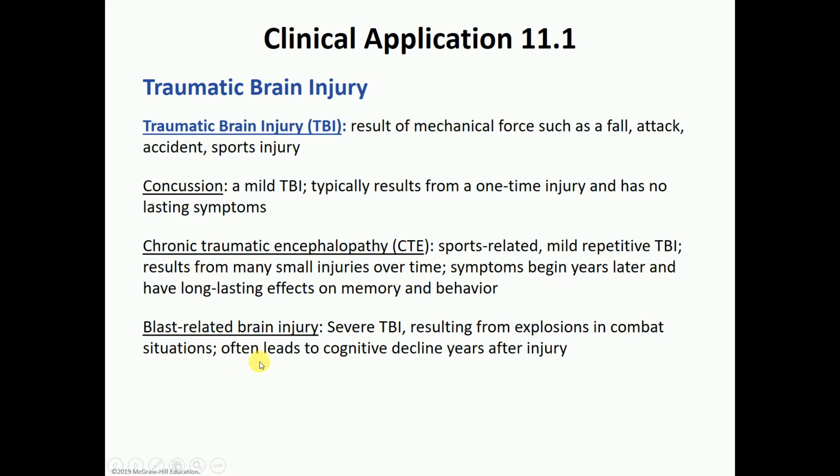There's blast-related brain injury, and that is a very severe form of traumatic brain injury. And that could be, for example, in combat situations where the patient is exposed to these explosions, and that could lead to cognitive decline even years later after the injury.